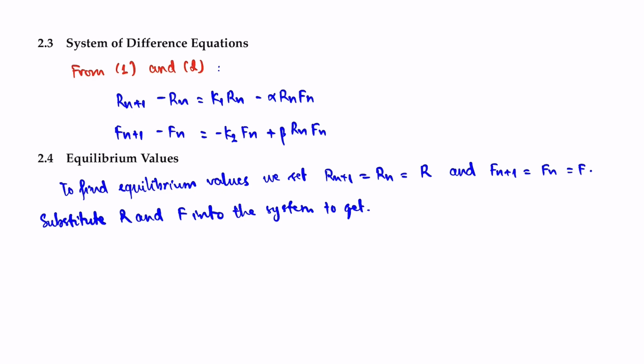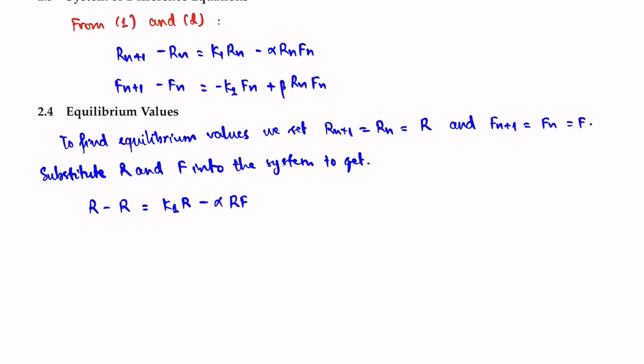So first, I'm going to substitute R and F into the first equation. I get R minus R equal to k1 times R minus alpha times R times F. On the left hand side, we have 0. On the right hand side, you can see R is a common factor. So you take out R and you're left with k1 minus alpha times F. And here you can solve the equation and you get either R equal to 0 or F equal to k1 over alpha.